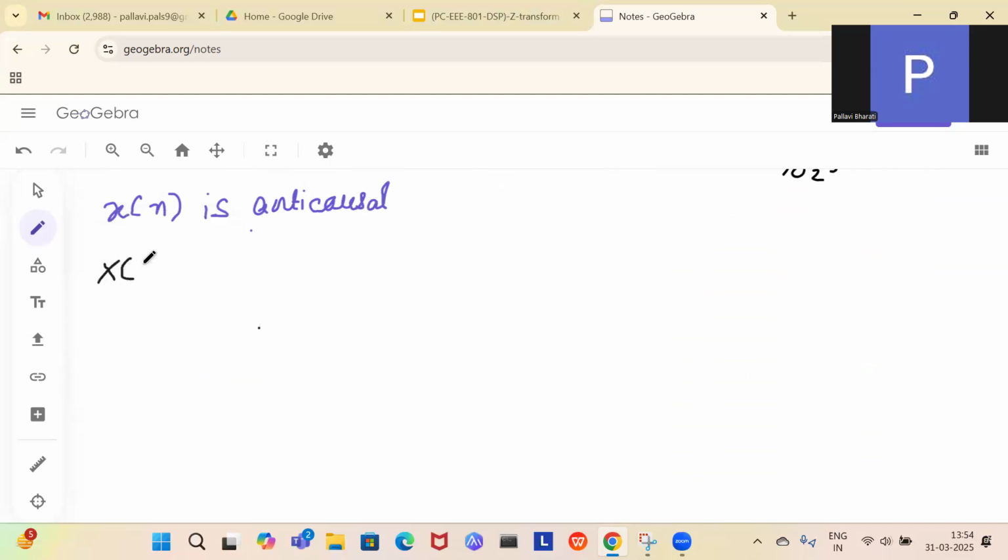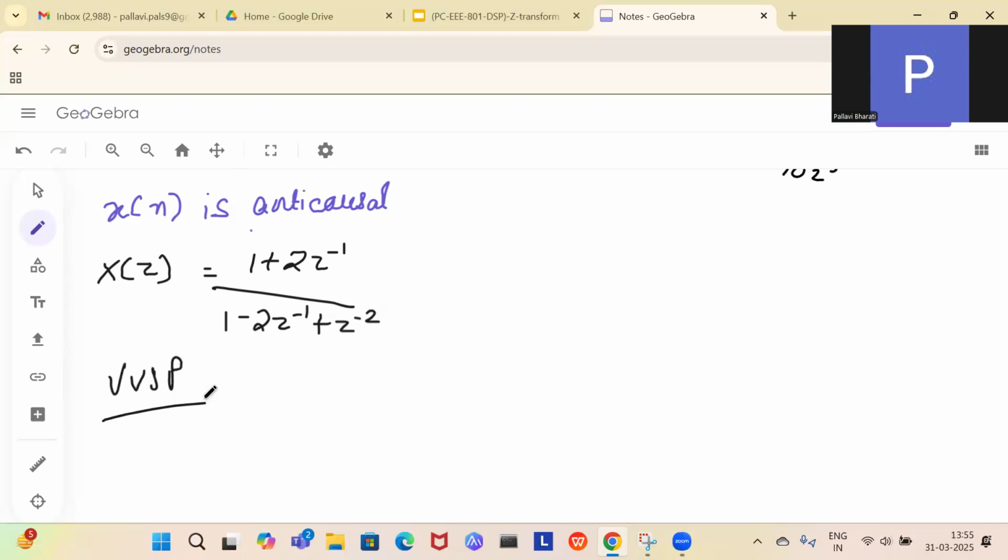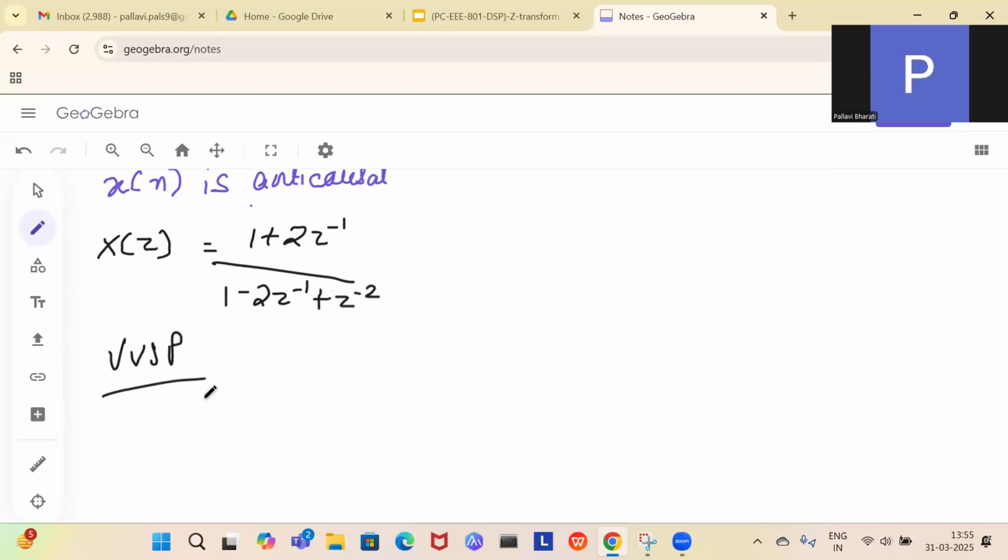Now you had this X(z) given to you: (1 plus 2z to the power minus 1) divided by (1 minus 2z to the power minus 1 plus z to the power minus 2). So the very first, very important thing is you have to write it in a different way when it is given anti-causal. When you write it, z to the power minus 2 will come first, then z to the power minus 1, and then the power 0. Here also the same thing. First power minus 1 will come, and then power 0, where it is z to the power 0. Now the same thing is going to be followed.